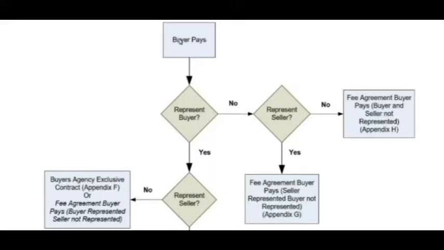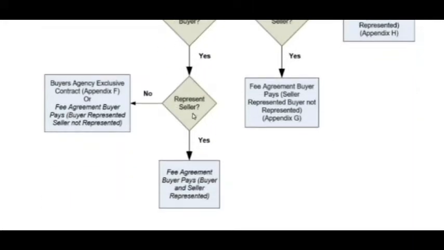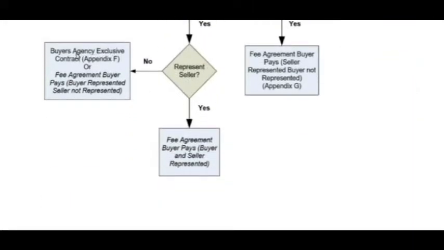So if you go down here again, buyer pays, represent buyer, yes. So we say represent seller. If it's a no, buyer's agency exclusive contract, Appendix F, or fee agreement, buyer pays, buyer represented, seller not represented. If we say yes to represent the seller, we say fee agreement, buyer pays, buyer and seller represented.